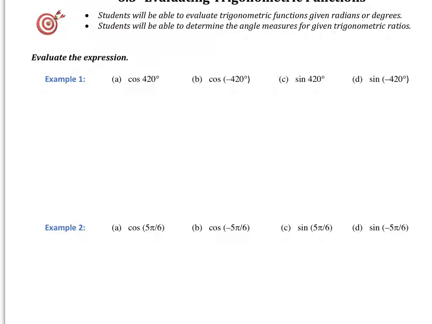So 420 is closer to what value? 180, 360? 360. So what's 420 minus 360? 60. So it's basically asking for the cosine of 60 degrees. What's the cosine of 60 degrees? Okay, and then what is the sine of 60 degrees for part C? Root 3 over 2, okay?